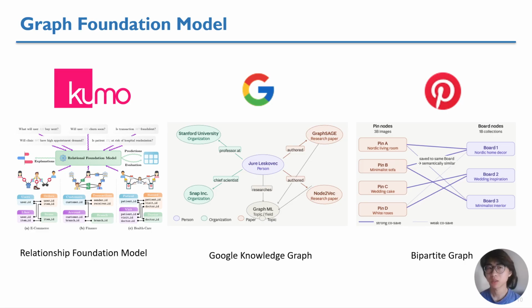For example, there are some applications of graph foundation models. Kumo AI has relational foundation models, Google has the Google Knowledge Graph, and Pinterest has a bipartite graph. Those are all graph foundation models.